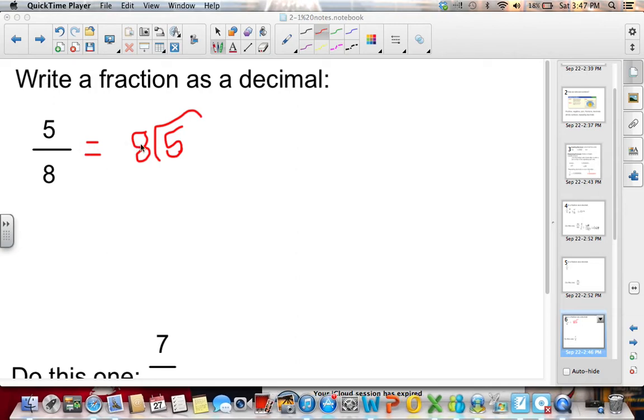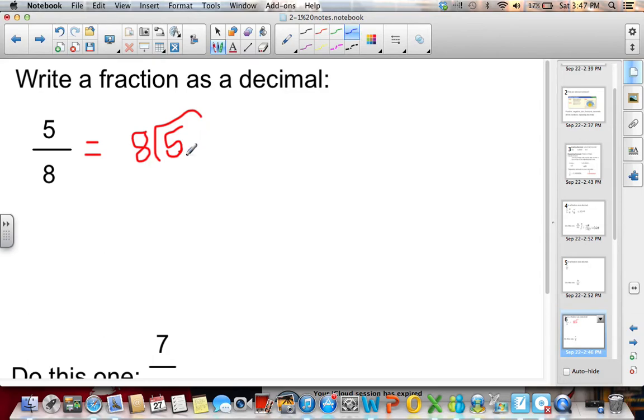So notice that I'm doing 5 inside my box because that's the number that we're dividing. So I'm not putting 8 inside, I'm putting 5 divided by 8. Well, we know that 8 cannot go into 5. So I'm going to add a decimal and I'm going to add a 0 because we know that we can add as many zeros after a decimal and it's still the same. So how many 8s in 50? Well, we know that there's 6 8s in 50, so 6 times 8 is 48.